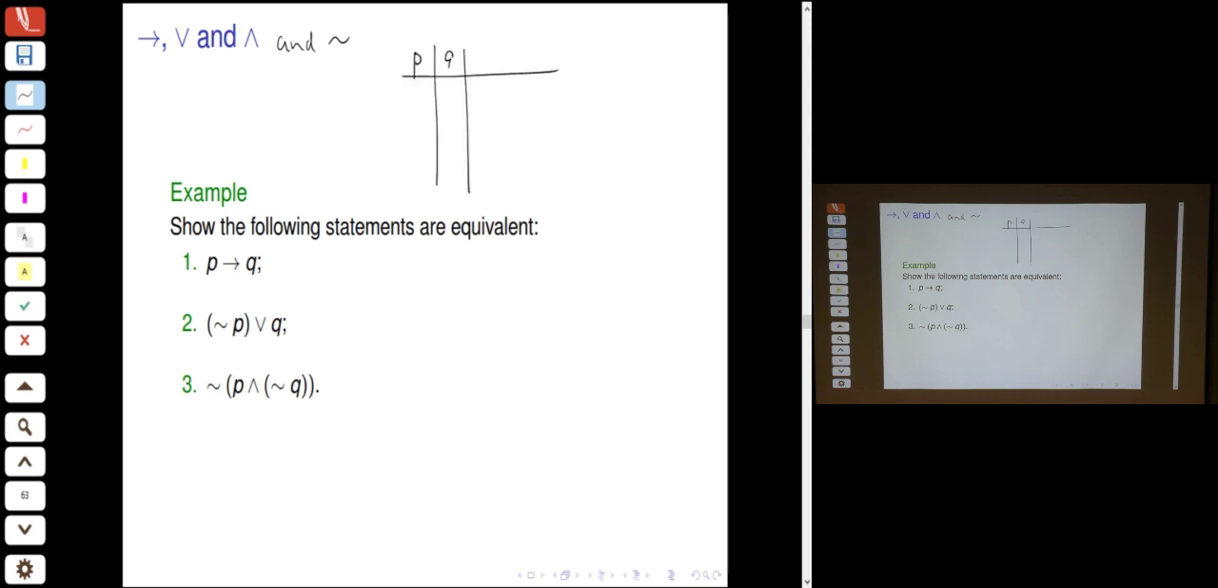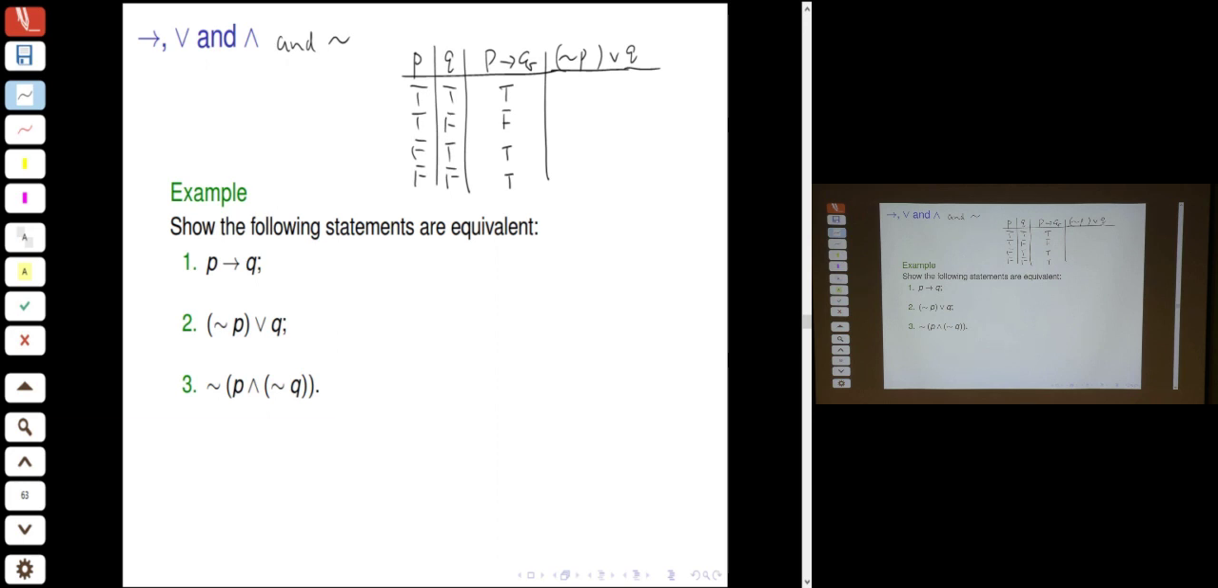So here's P, here's Q. I have T, T, F, F. I have T, F, T, F. And then I have P arrow Q. I'll do one simple comparison. For P arrow Q, by our convention, we have this. We set rules saying only in this case, where P is true and Q is false, this is false. All other cases are true. Right? Now let's look at this.